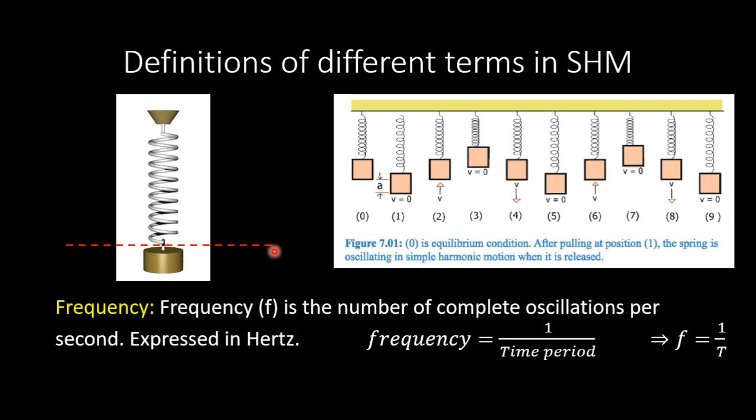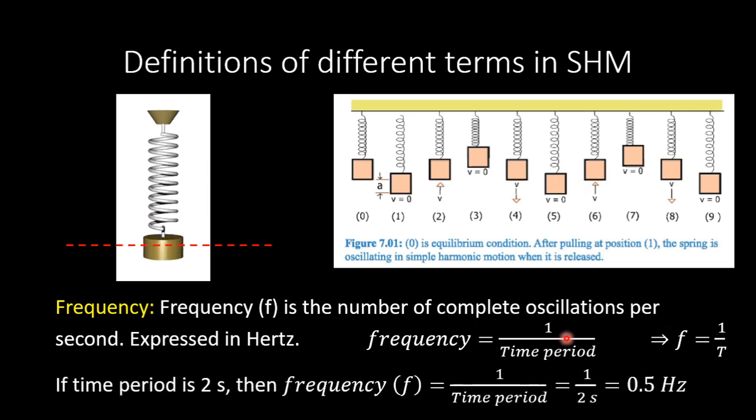Then what is called frequency? Frequency is the number of complete oscillations per second. Its unit is hertz. That means frequency is the inverse of time period, that means f equals 1 by T. So for example, if the time period of this spring is 2 seconds, then the frequency will be f equals 1 by time period, that is 1 by 2 seconds, equals 0.5 hertz.